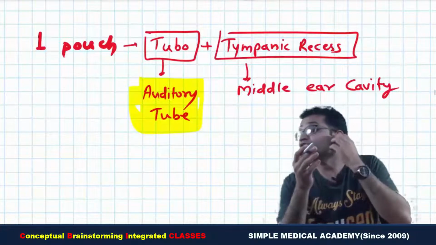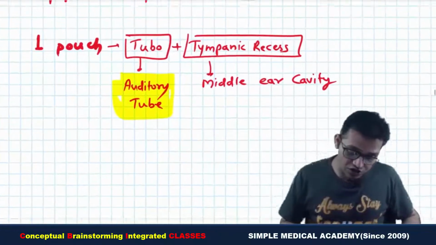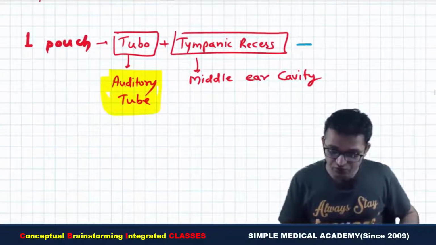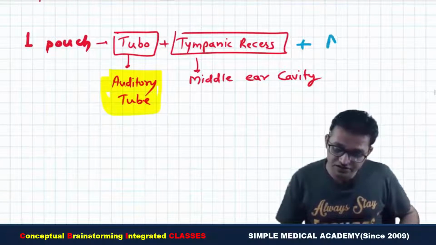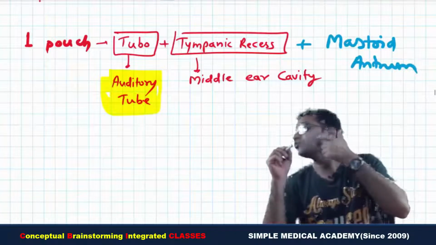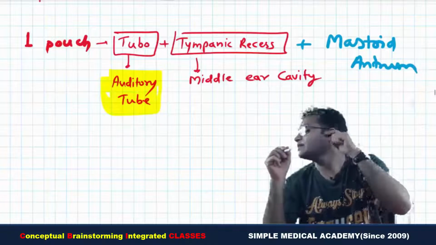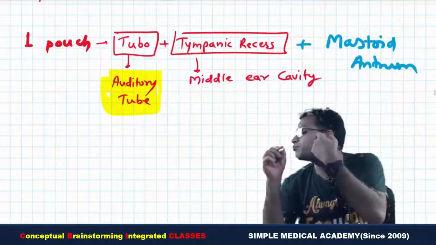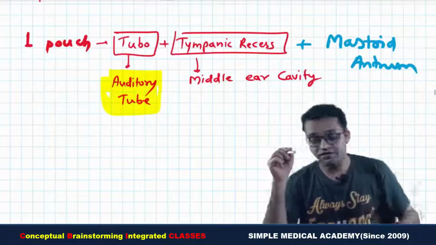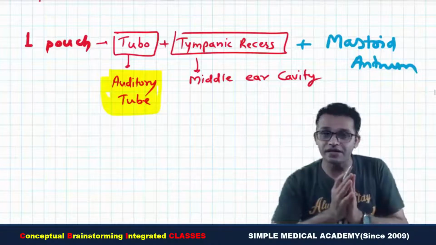Yes, the continuation of this middle ear cavity on the posterior side is the mastoid antrum. So you can also say the mastoid antrum. Few books also mention the mastoid antrum. These are all very close to each other, in the same communication. Here is the middle ear cavity communicating with the auditory tube and posteriorly communicating with the mastoid antrum. So these are all derived from the first pouch, so lined by the endoderm.